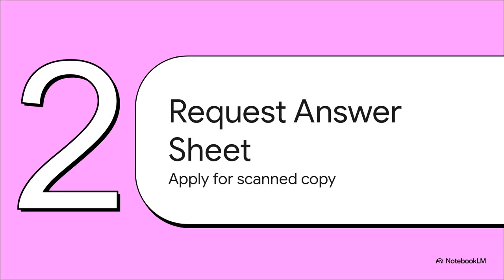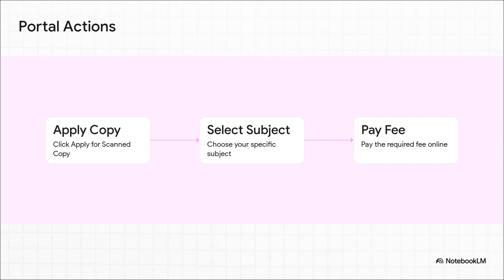Section 2. Requesting your answer sheet. It's time to apply for a scanned copy. Let's break down those initial portal actions. Once you're on the site, step 1 is to find and click the Apply for Scanned Copy button. You're basically asking for a digital version of your actual evaluated answer book. Step 2, select your specific subject. And step 3, you just pay the required fee online. Doing that officially unlocks the door to your evidence.